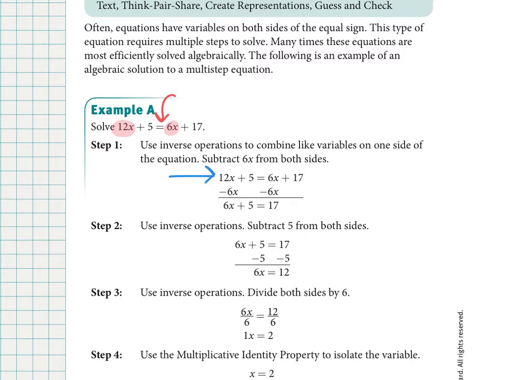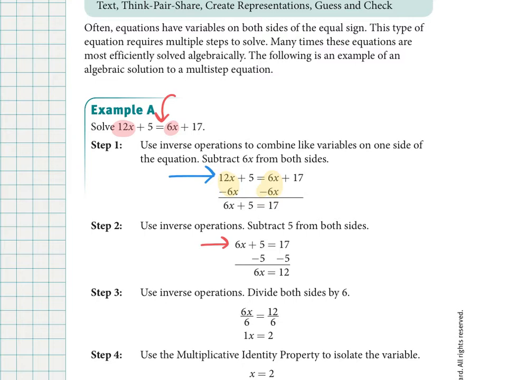Okay, so you see what they did? They subtracted 6x from both sides. So that's going to be combining the x's here. The 12x minus 6x just turns into 6x, and then we still have the plus 5 there. Now on this side of the equation, when we subtract the 6x, it goes away, and we're left with just 17. So we've got it to the point now where there's only variables on one side of the equation, and now our equation is just 6x plus 5 equals 17.